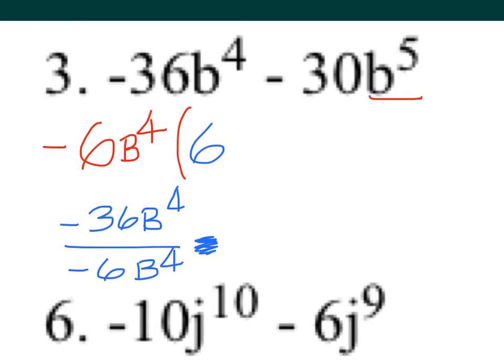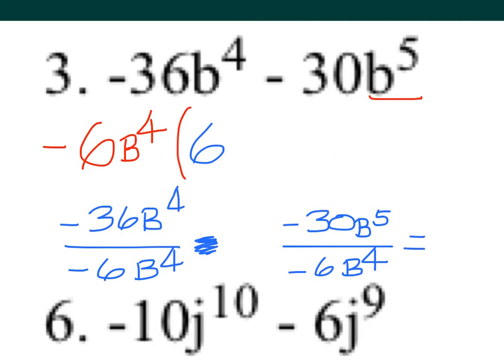So we'll go to the other one. Negative 30 b to the fifth divided by negative 6 b to the fourth. What is negative 30 divided by negative 6? So we'll go plus 5. And 5 minus 4 leaves us with an exponent of what? Just 1, so it is b.